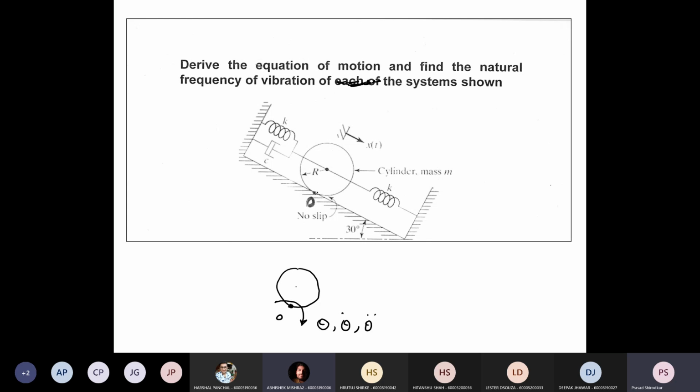So forces. Sir, hello sir. Yes. Sir, will the direction of x always be given, like in this problem and the previous one where we are given the direction of x? So is that the case with every problem? This is also.